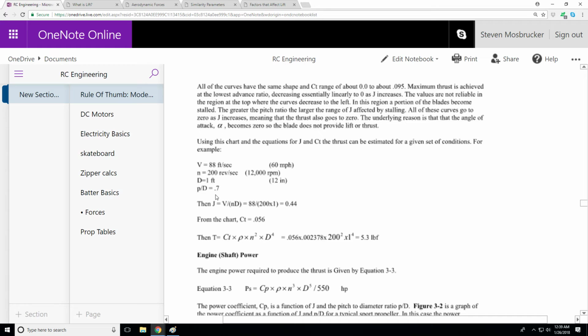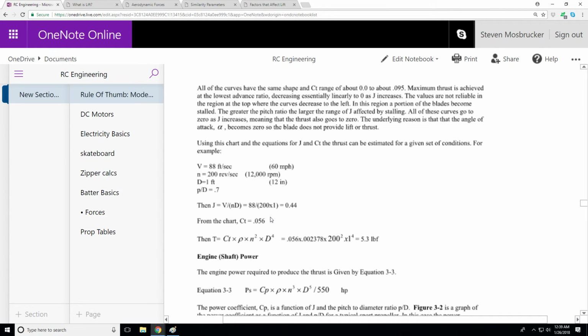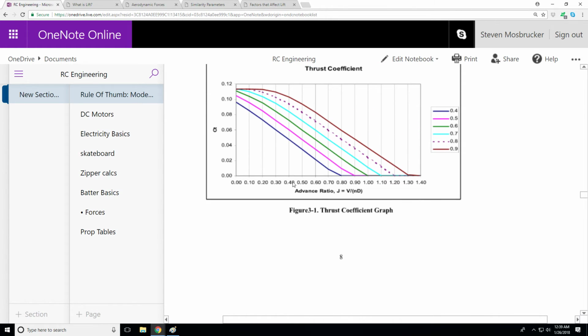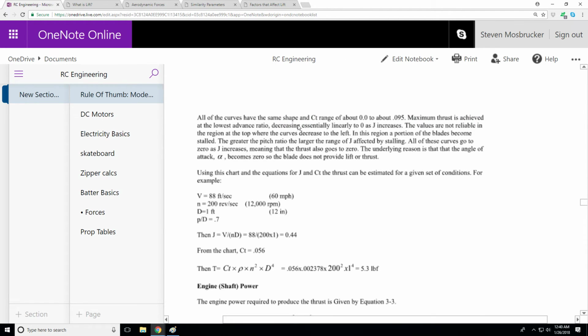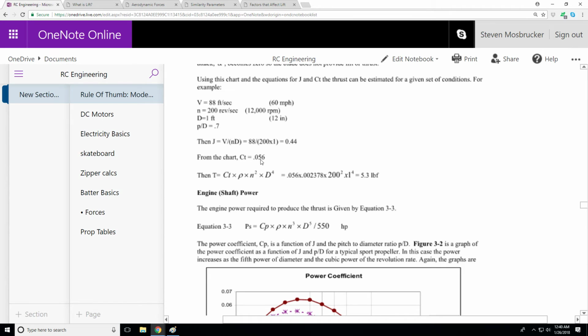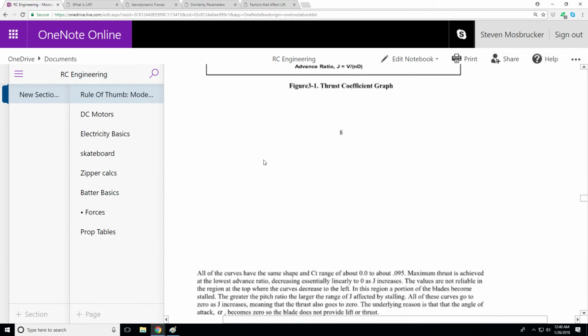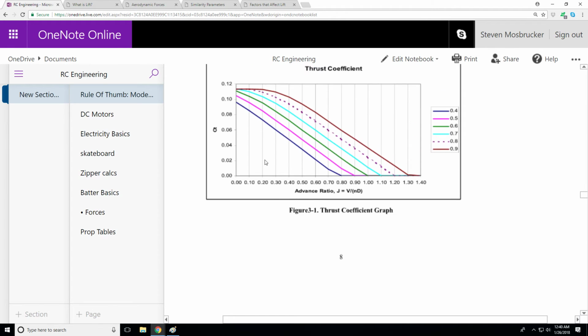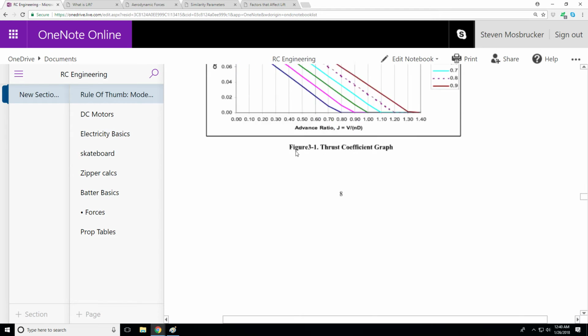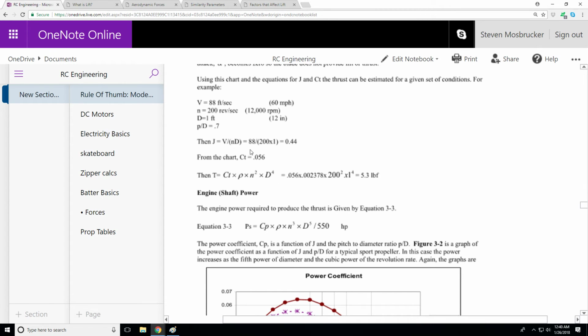I think I used the wrong ones. 0.7 P/D. Yeah, 0.44. Yeah, 0.09, something like that. I don't know why they use 0.056. Anyways, I don't think that's correct, but alright.